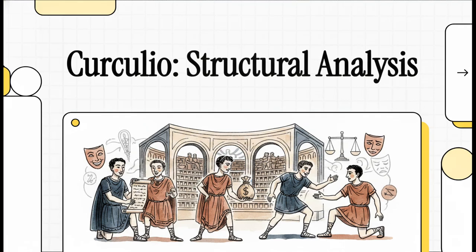All right, let's jump right in. Today we're unpacking Titus Maccius Plautus's Curculio. Clocking in at just 729 lines, it's actually his shortest surviving play. But, hey, do not let that short length fool you. This text is a highly concentrated masterclass in metatheatrical mechanics and sociolegal commentary.